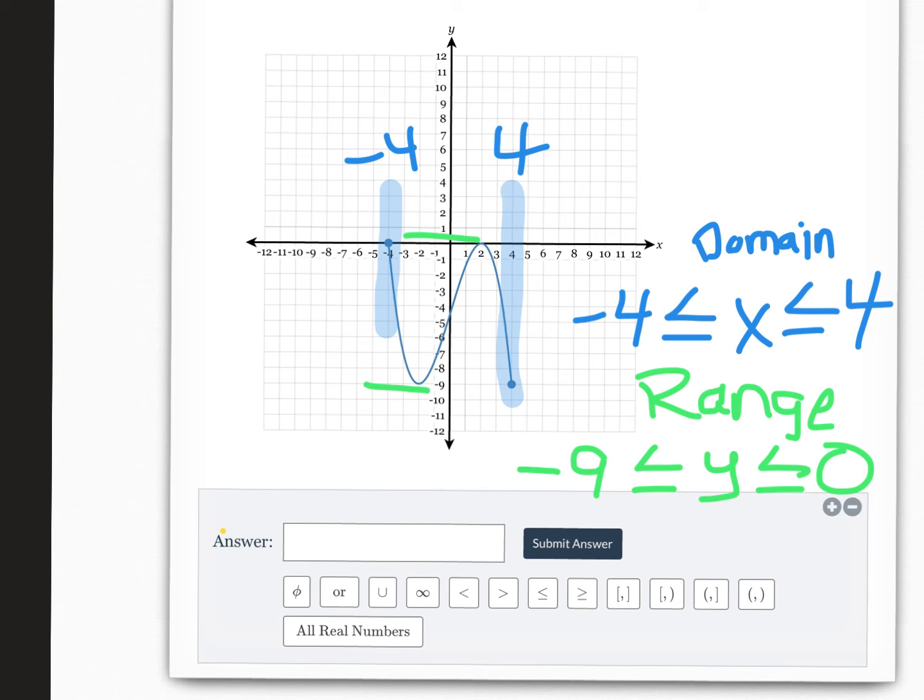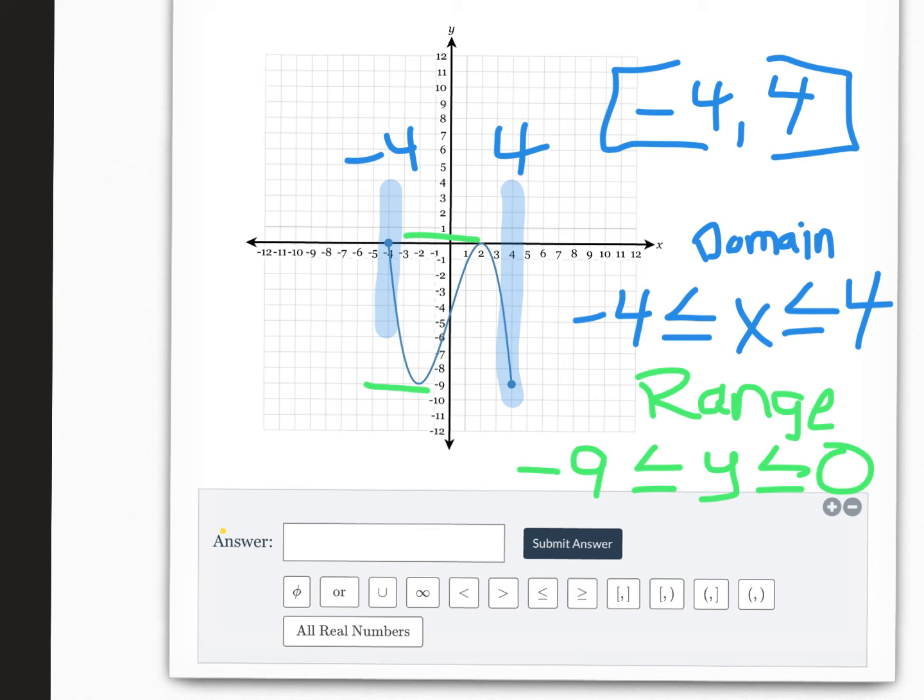And so what that would be is, because x is between -4 and 4, you just need to write a -4, comma 4, and then you put these hard square brackets around it.